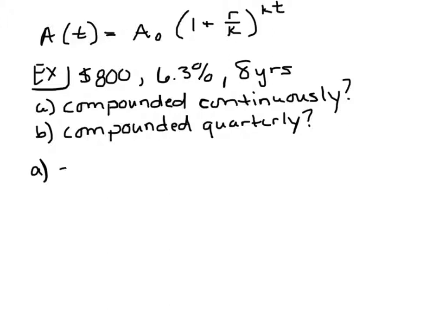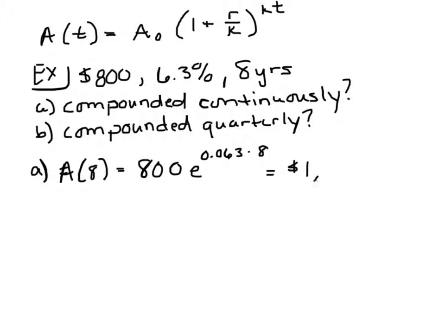For A, the amount in the account after 8 years is equal to the initial amount times e to the r. We need to write it in terms of a decimal, so it's 0.063 times 8 years. When we do that, we get that there will be $1,324.26.